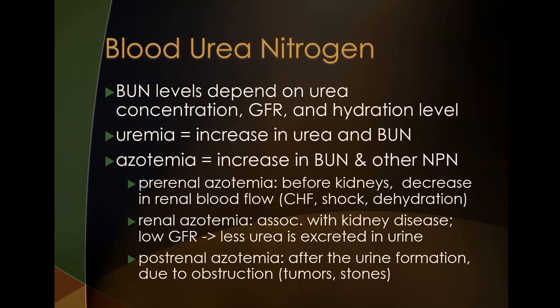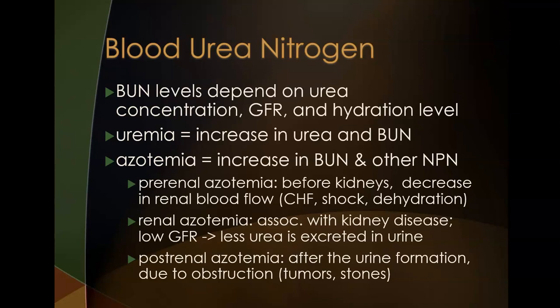So prerenal azotemia, so increased amount of waste in the blood because of a prerenal cause. Prerenal means before the kidneys, and it's due to a decrease in renal blood flow, just like we saw with the renal failure stuff. So causes are congestive heart failure, shock, and dehydration. And shock is usually a decreased blood pressure. There's all kinds of different causes of shock, but one of the hallmarks of shock is your blood pressure drops significantly. Low blood pressure means low blood flow to the kidneys, means not enough pressure to cause urine to be formed.